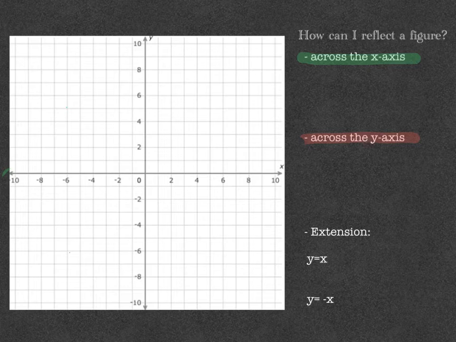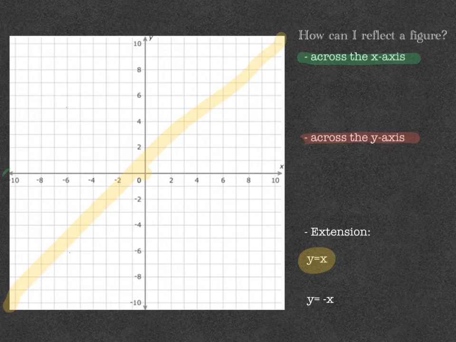Okay, so here's the extension. What we can do is we can actually reflect shapes across a diagonal line. Okay, so let's start with y equals x. That's our y equals x line, and it should cross through our 0, 0 here, but it goes diagonally across from our right to our left side.